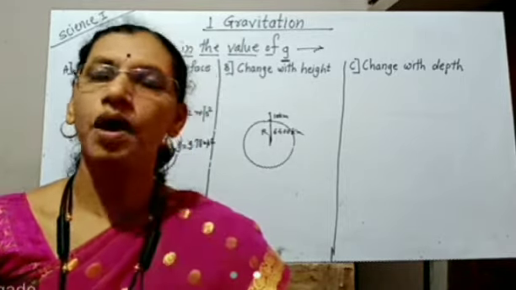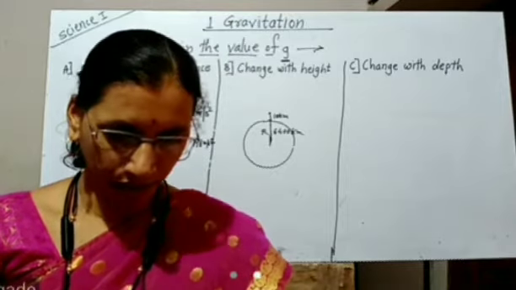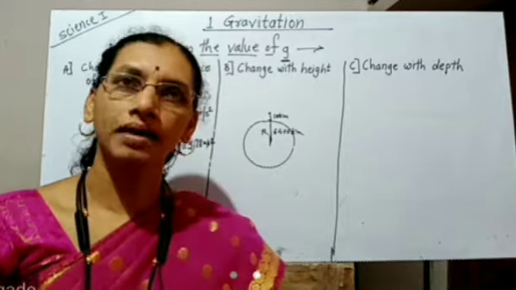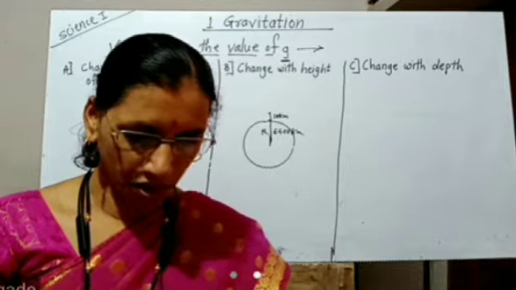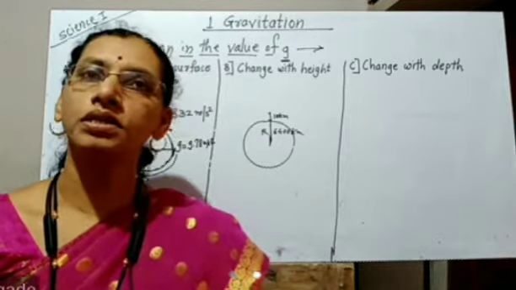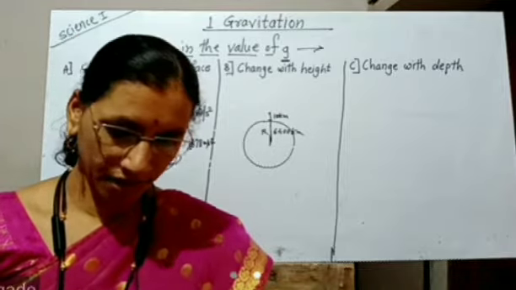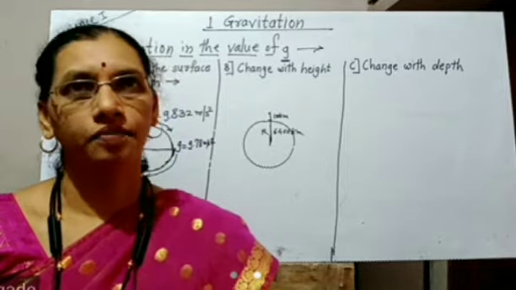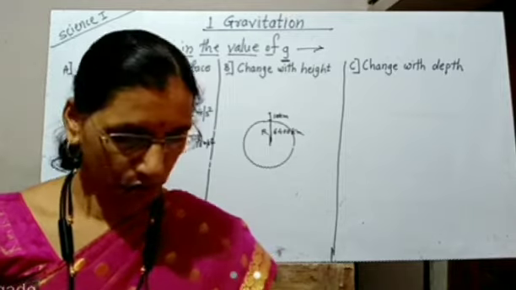At this height, the value of g is 9.8 meter per second square. The maximum height reached by a man-made balloon is 36.6 kilometer. At this height, the value of g is 9.77 meter per second square.